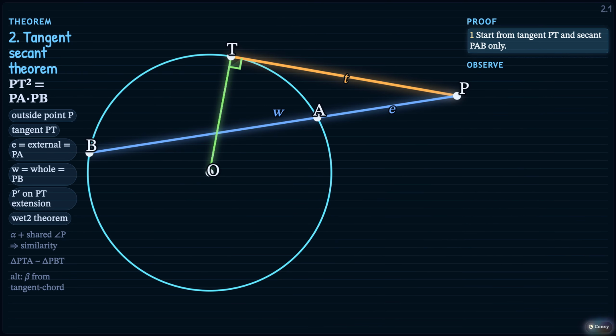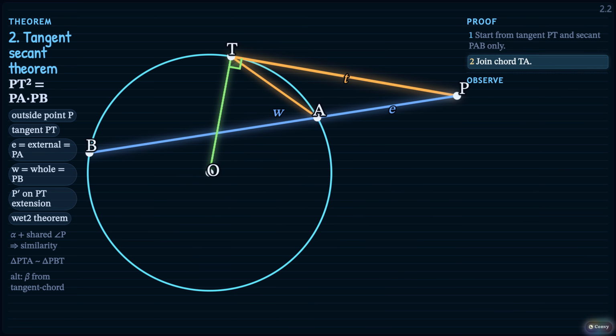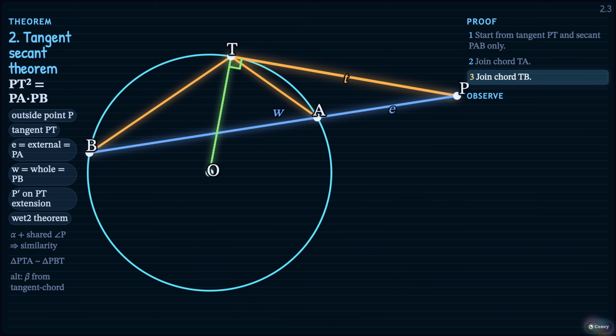Second theorem, Tangent-Secant Theorem. The memory line: whole times external equals T squared, or WET2. Now keep the tangent-chord theorem alive and move to the secant power theorem. Start from the basic picture with tangent PT and secant PAB only. Join chord TA. Join chord TB.